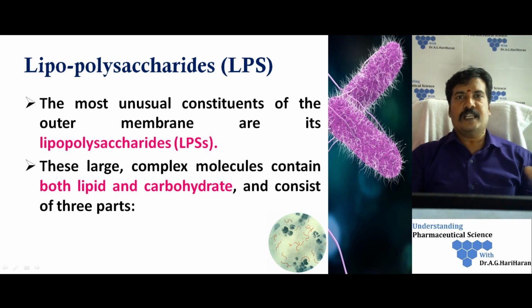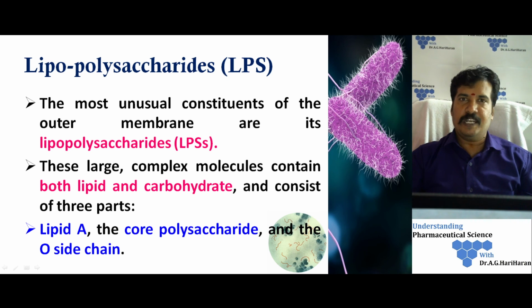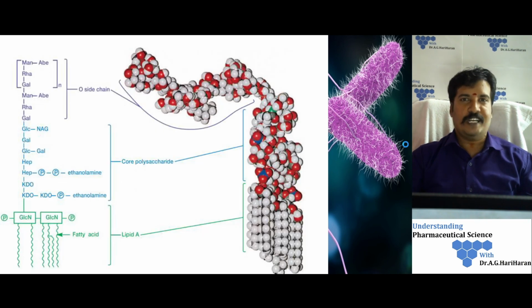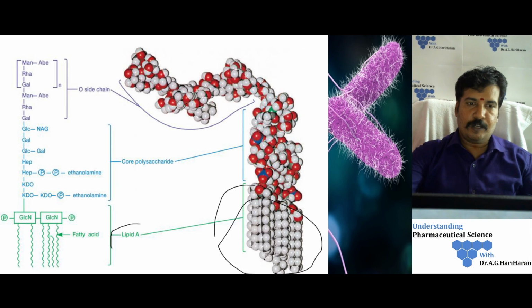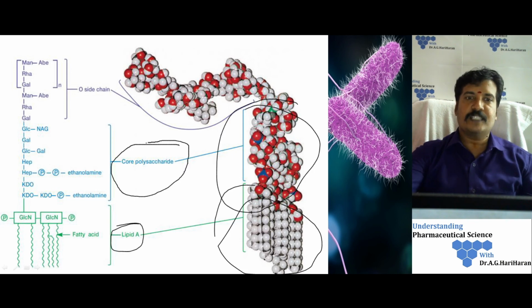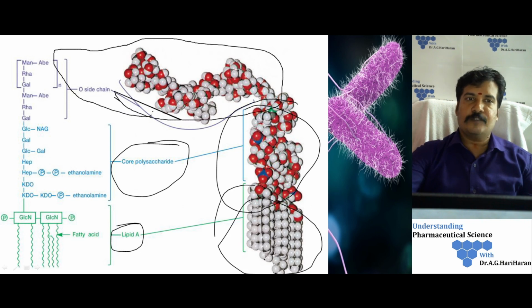It is majorly composed of three parts. One is the lipid part, we call as lipid A. Second is the core polysaccharide part, and third is the O side chain. So in this picture you can see there is a lipid part, right? So we call it lipid A. Then a core polysaccharide part which is majorly composed of 10 sugar units. Then an O side chain part which acts as an antigenic part also. Sorry, lipid A acts as an endotoxin.